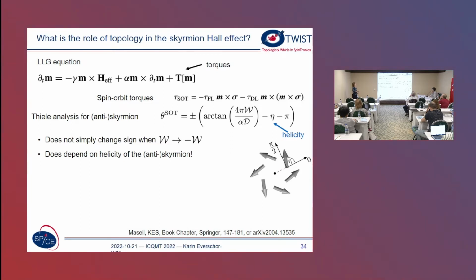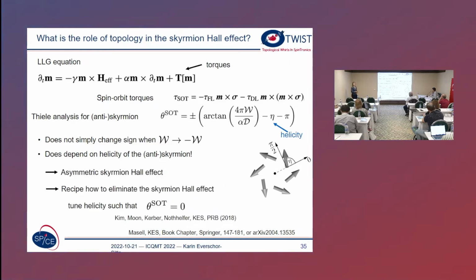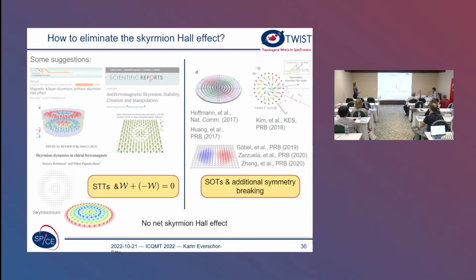It also depends on the helicity of the skyrmion. So here we have a difference whether we are Bloch or Néel. So for Néel, actually they move rather straight. For Bloch, they move perpendicular. So this also gives us a recipe of how to get rid of the skyrmion Hall effect. Namely, we just tune the helicity such that these two effects compensate each other. So these are basically these two types of effect you can play around with.